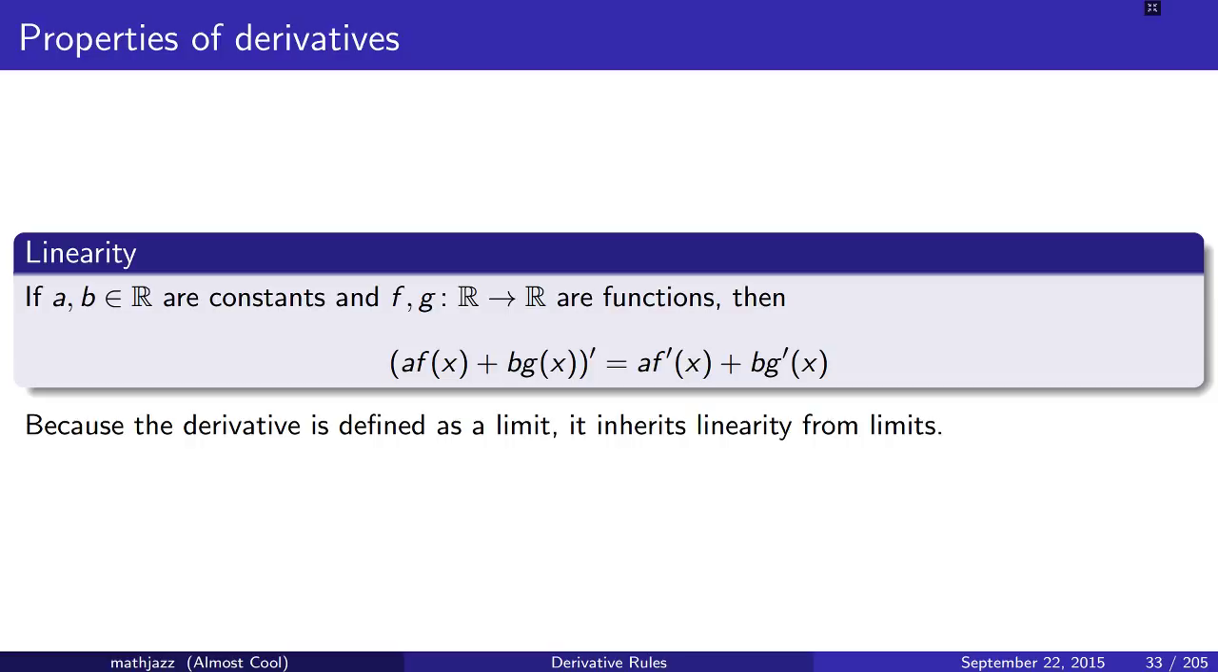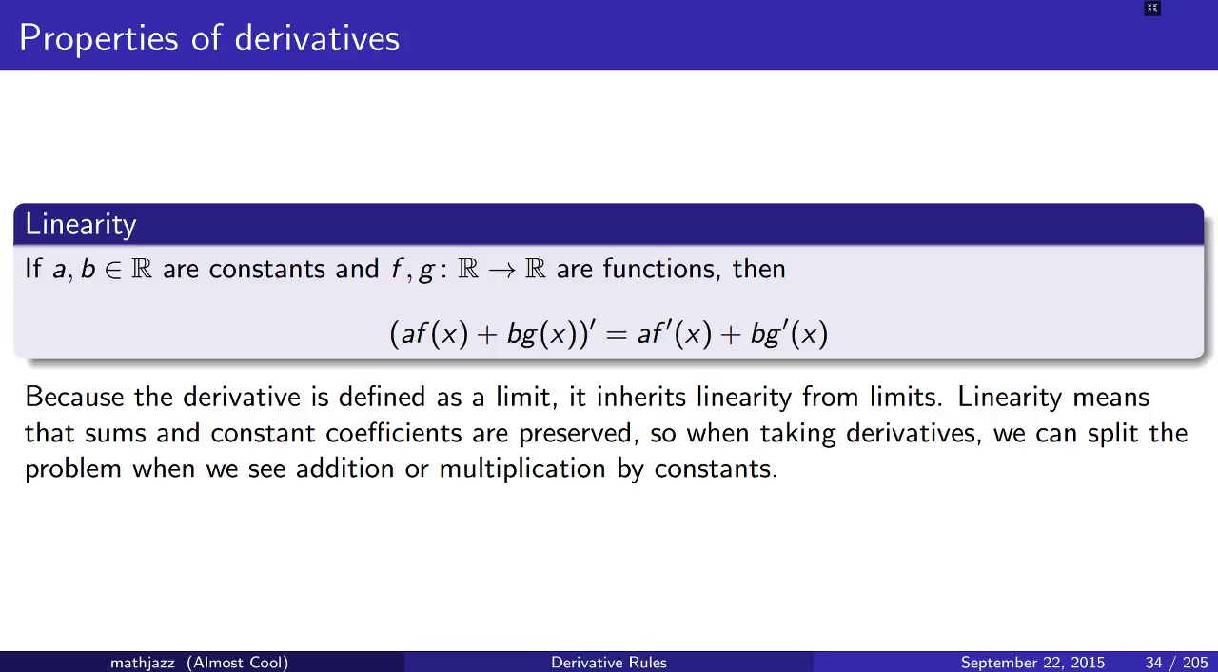The derivative is defined as a limit and inherits linearity from limits. Linearity means that if we're taking the derivative of some expression, we can instead take the derivative of each of the terms of the expression and then add them together. And by doing that, instead of taking the derivative of a gigantic expression, we take the derivatives of each of the parts and add them together, and it gives us the same answer, but it's sometimes easier to work with. Also, this allows us to factor out constants.